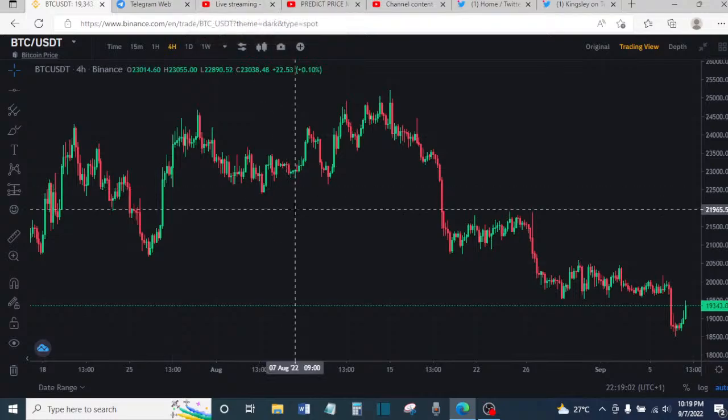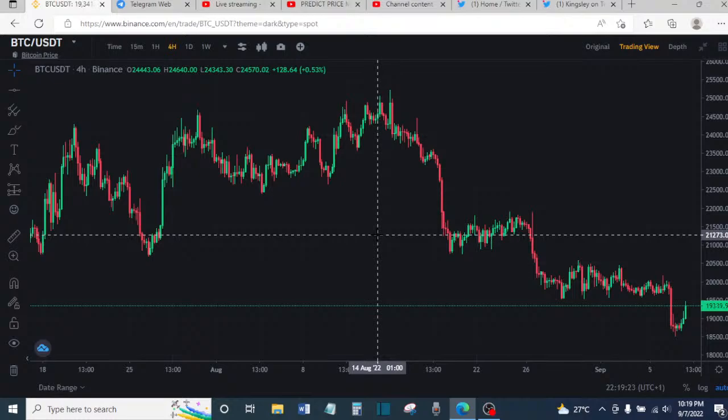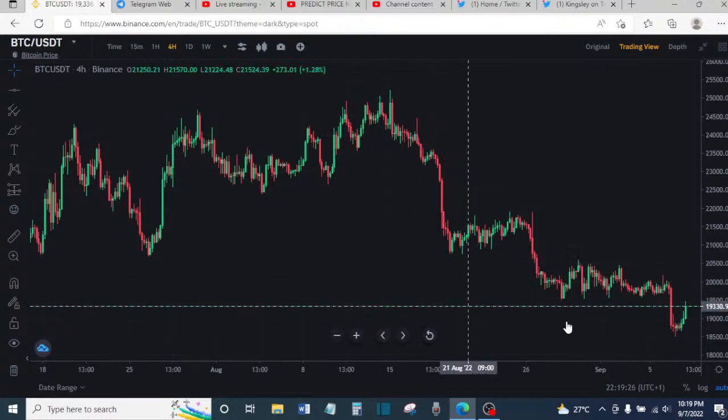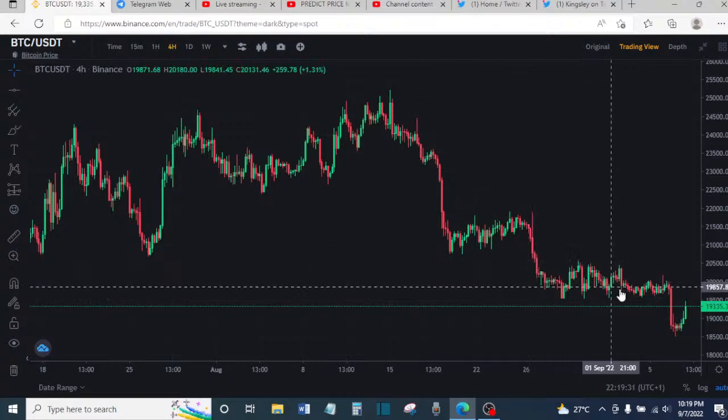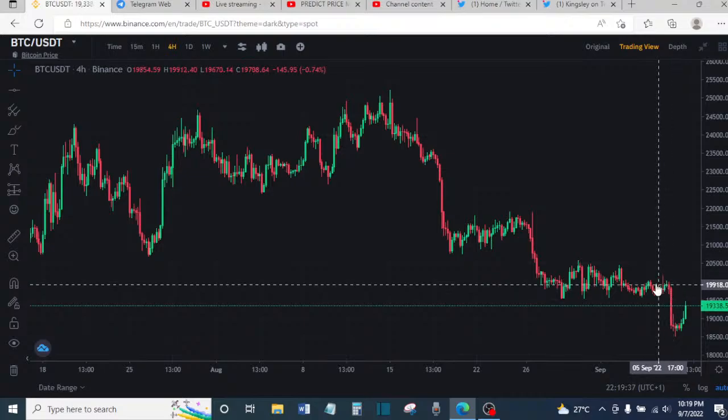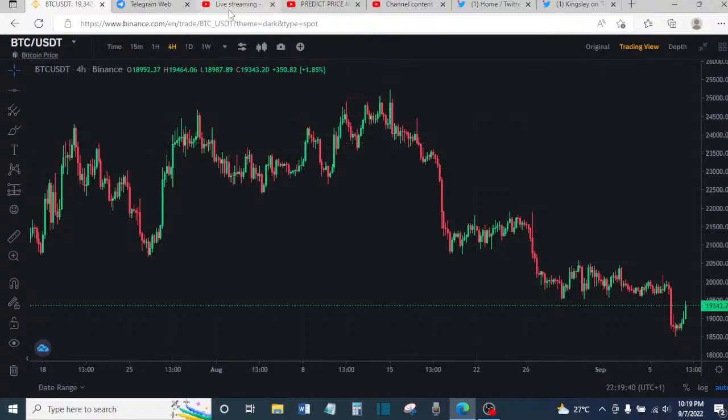So, we want to also dissect what is currently happening in the Bitcoin chart. I have very well explained, using my strategic analysis, to inform you earlier of this move that happened there.